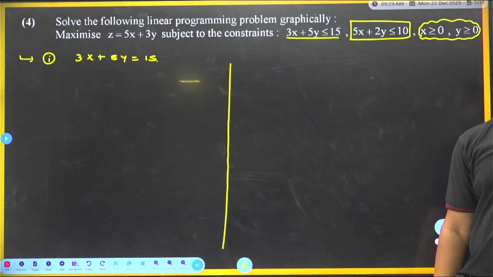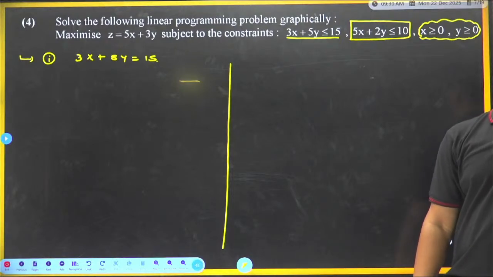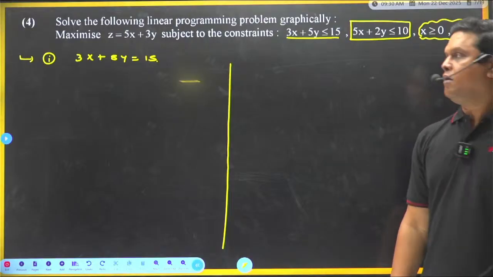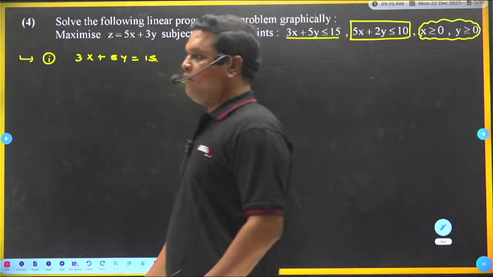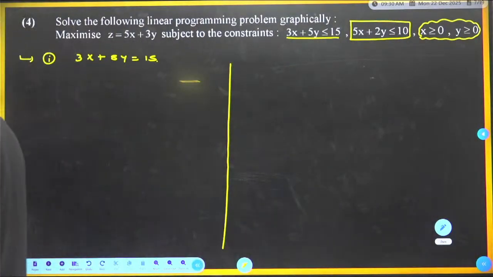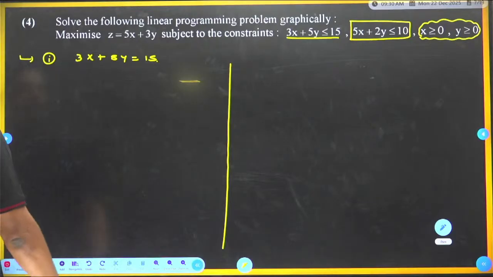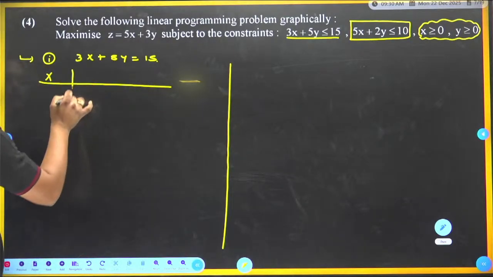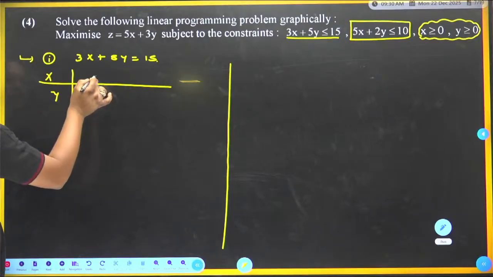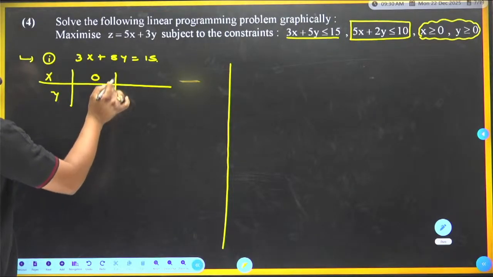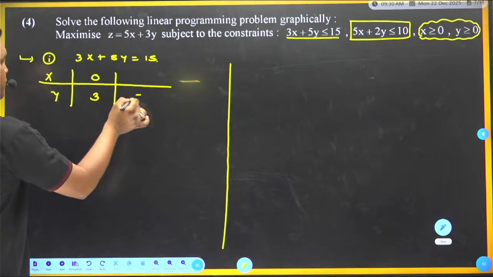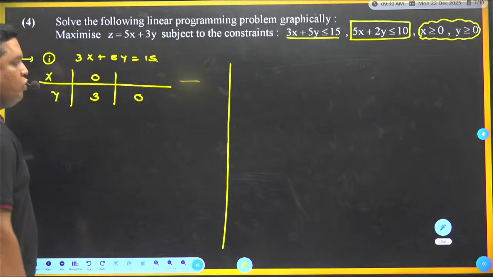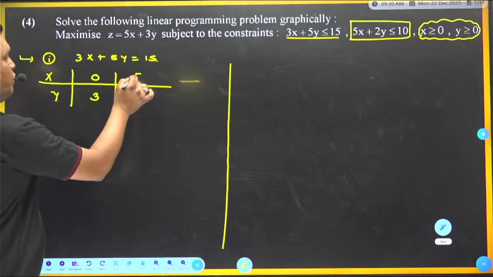Question complete. Okay, first one, do the same procedure that you did in the previous example. Always take first time x 0, second time y 0. 3x plus 5y equal to 15. x 0, y 3. y 0, x 5.